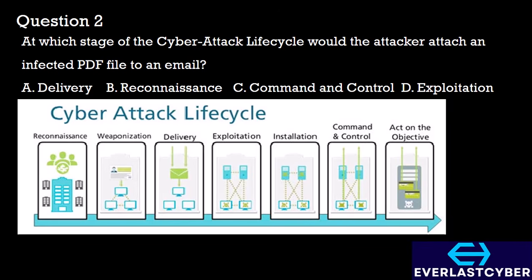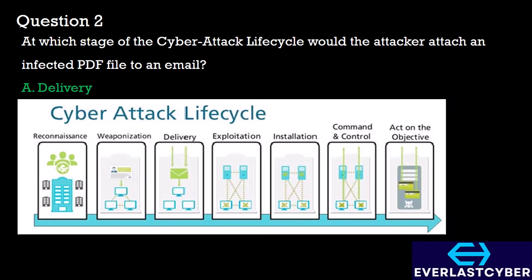The reconnaissance phase involves gathering information about the target, but it doesn't deliver the malware. The command and control stage occurs after the target has been compromised and involves establishing a connection to control the infected system. And the exploitation stage involves exploiting a vulnerability on the target system, typically after the malicious file has been delivered and opened. So with respect to the question asked, the stage where the attacker attaches an infected PDF file to an email is option A, the delivery stage.